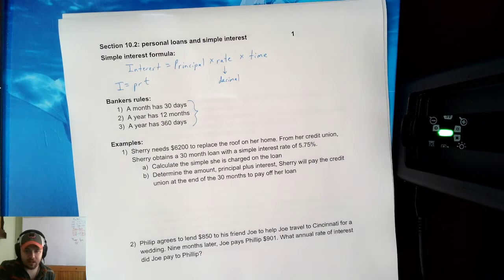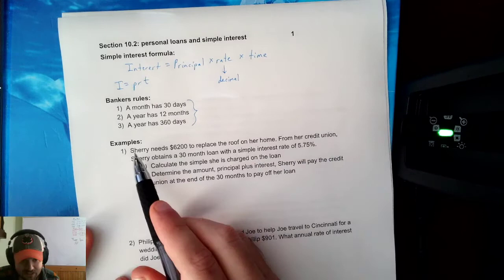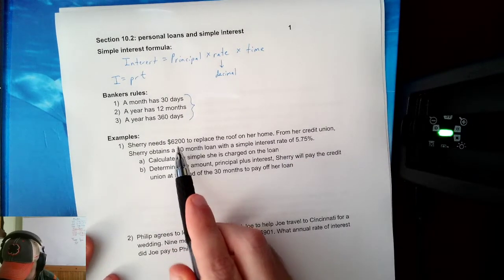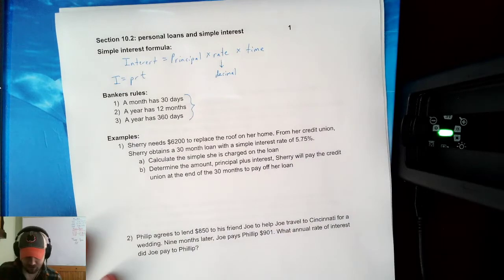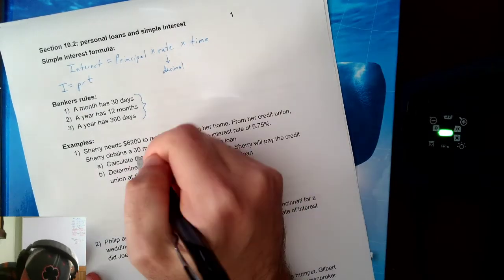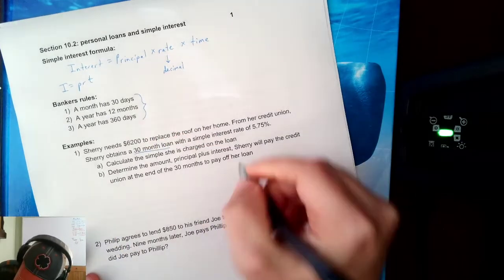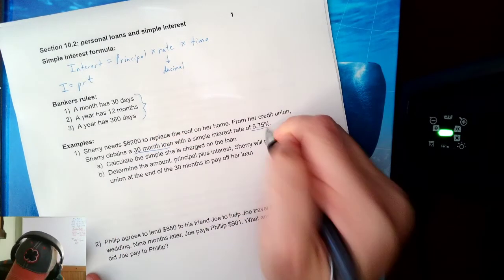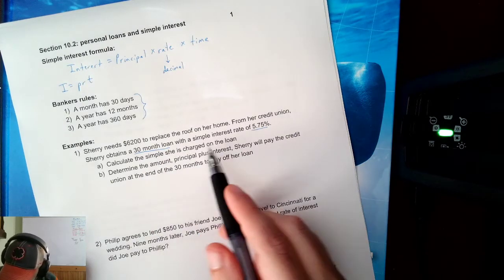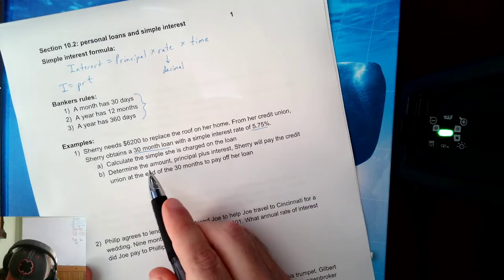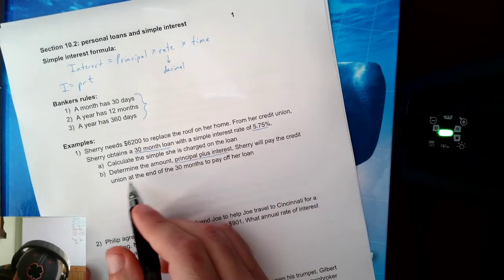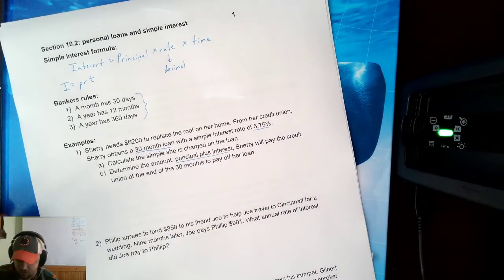Now, let's take a look at an example. Let's see how this works. Sherry needs $6,200 to replace the roof of her home. From her credit union, she obtains a 30-month loan with a simple interest rate of 5.75%. Calculate the simple interest she is charged on the loan and determine the amount, principal plus interest, Sherry will pay the credit union at the end of the 30 months to pay off her loan.